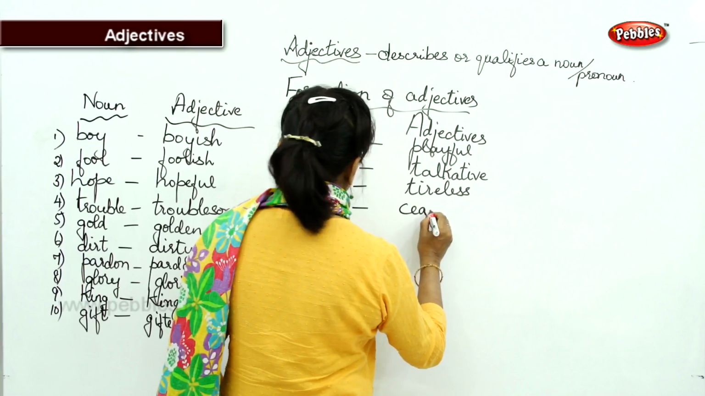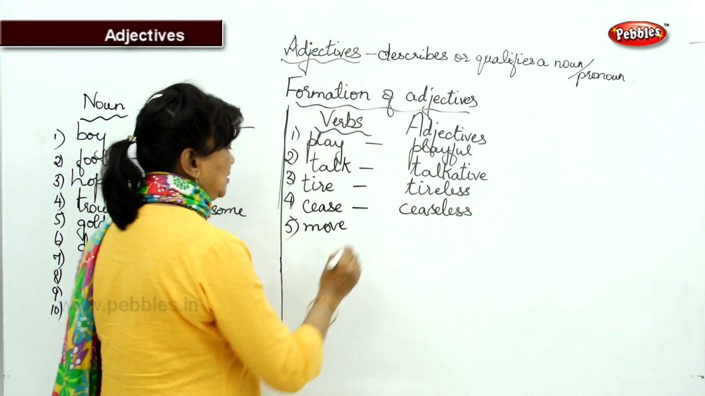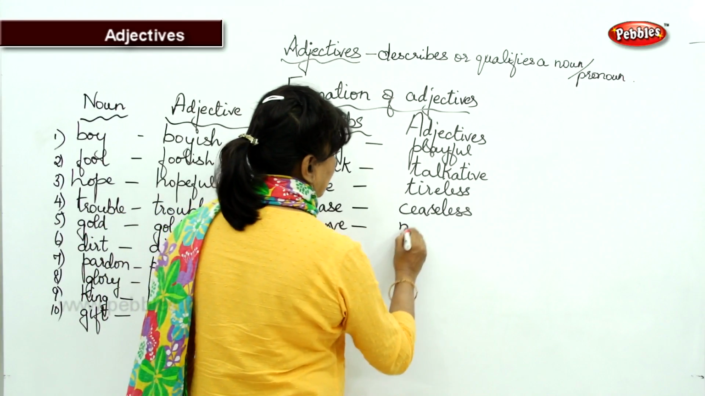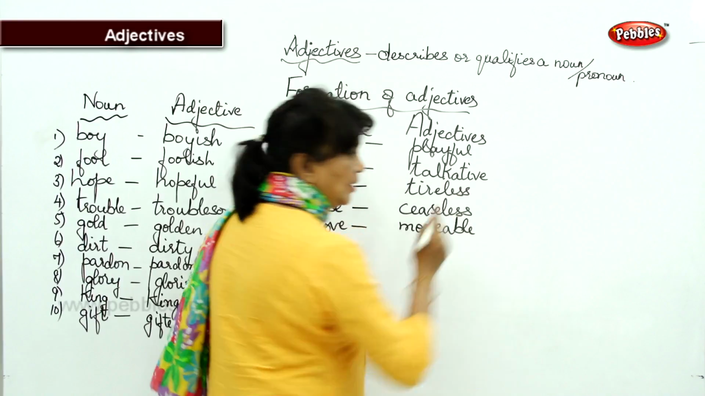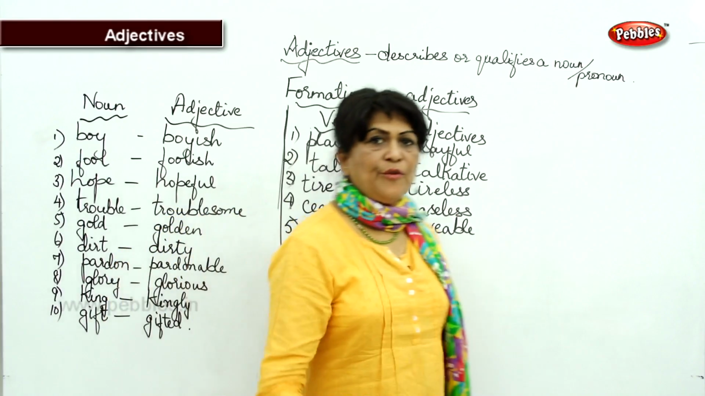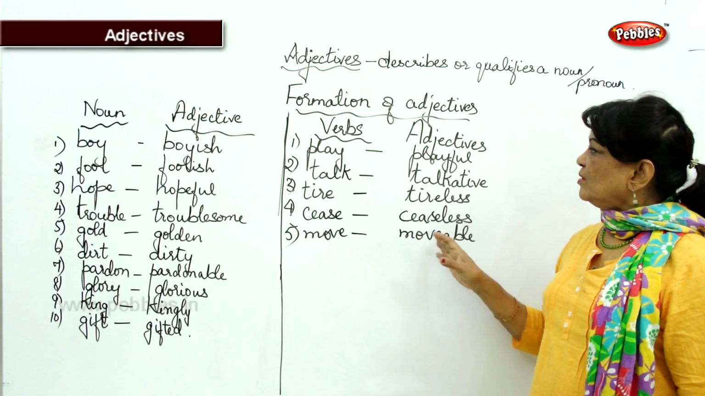Ceaseless. Cease, ceaseless. Move, movable. Okay, these 5 words are taken from verbs. Have you copied down all this?